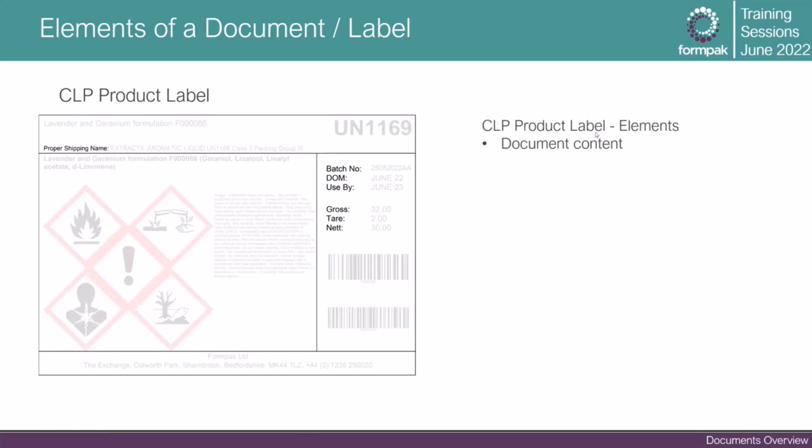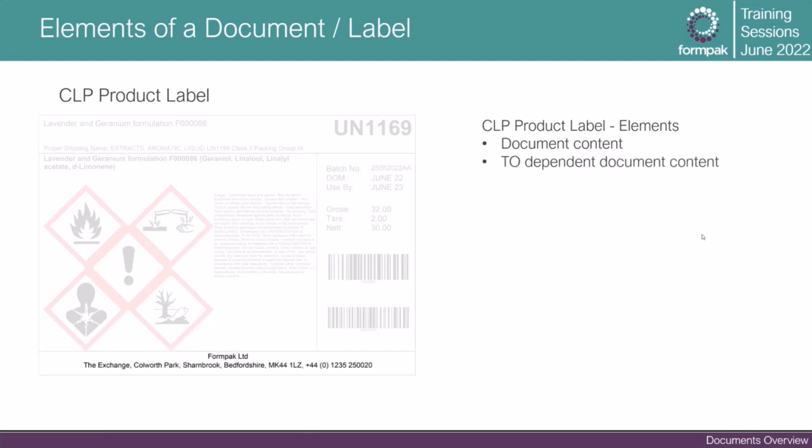So we've got the CLP product label here. And the element we're going to look at to start off with is the document content. So document content, most of which is predetermined. You'd have the proper shipping name and the titles, or the names here, of the ad hoc parameters. They are set up in the document content and can be amended if required. There are the surrounding borders here, which are also document content. They will automatically appear on the label. These, however, can't be amended, unfortunately.